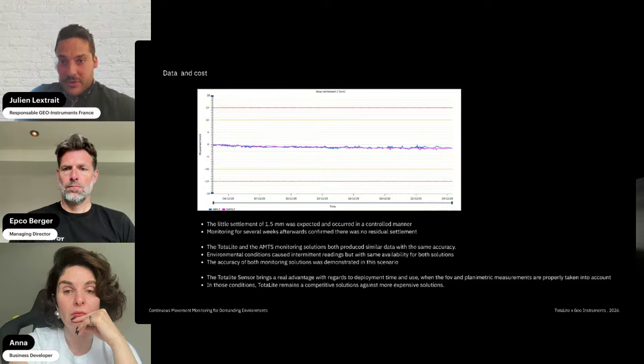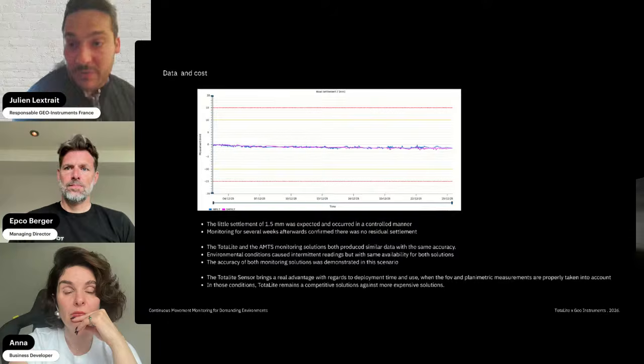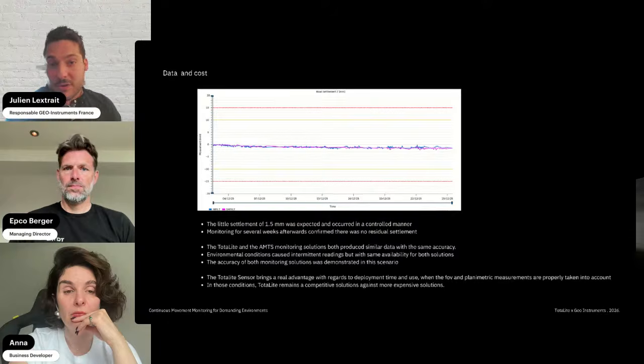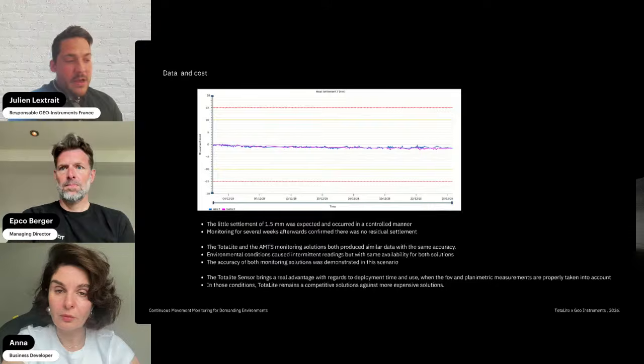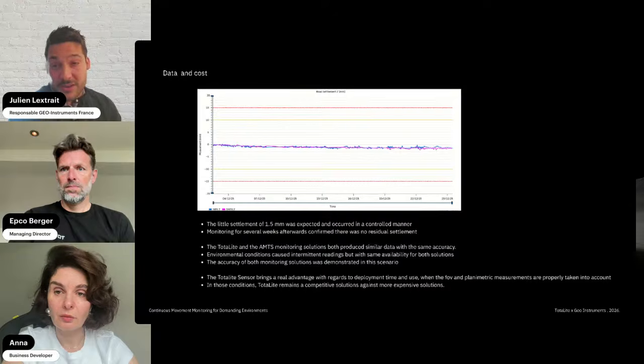And because the TotaLite sensor is providing readings that are overlapping with that, we can conclude that the TotaLite solution is performing just as well in those conditions, which are really tough. We can see that both systems demonstrate a limited amount of fluctuations, which suggests that on top of accuracy, we have precision.